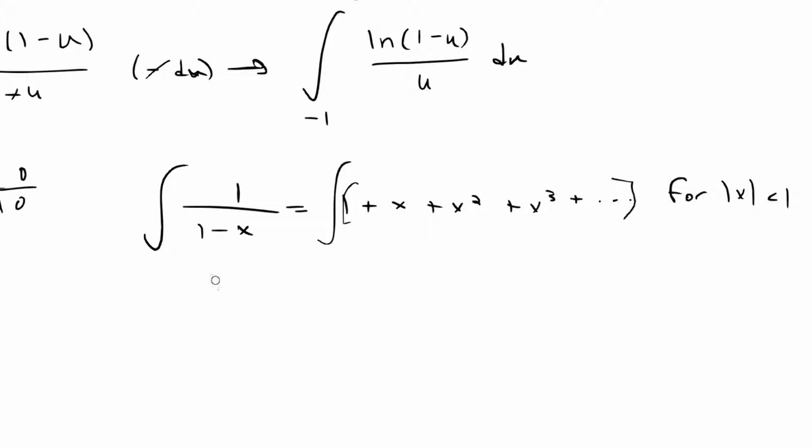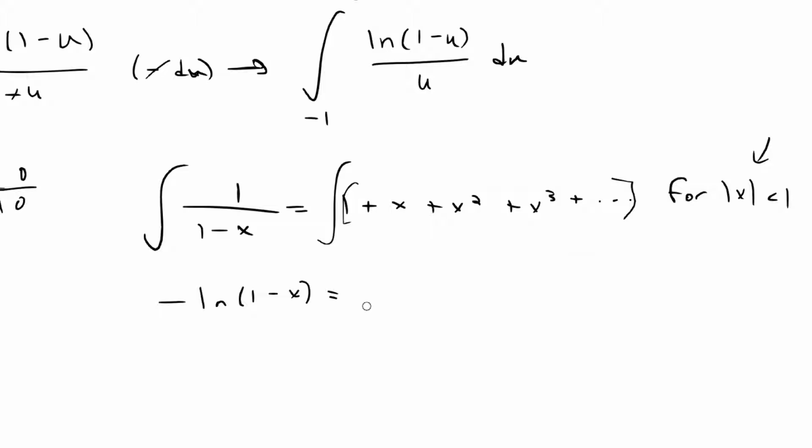Then what do we actually get? Well, we get negative ln(1 minus x) on this side. And you would do the absolute value of 1 minus x, but we know that the absolute value of x is less than 1, so we can just leave this in parentheses here.